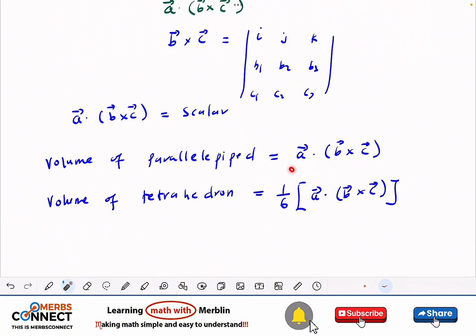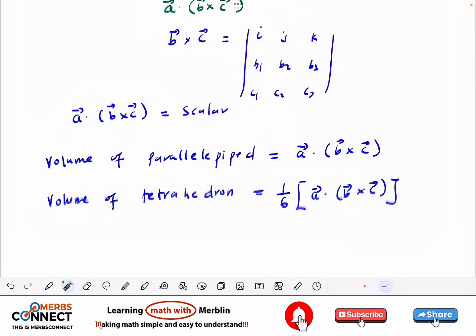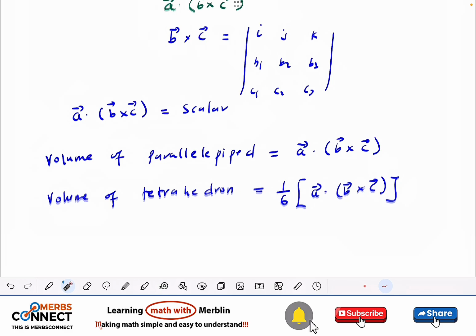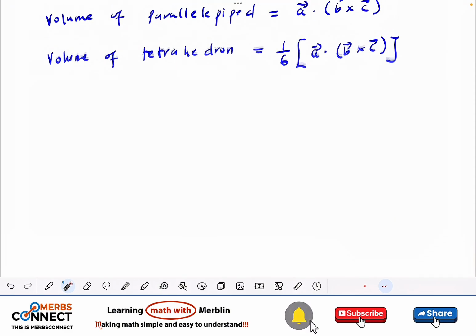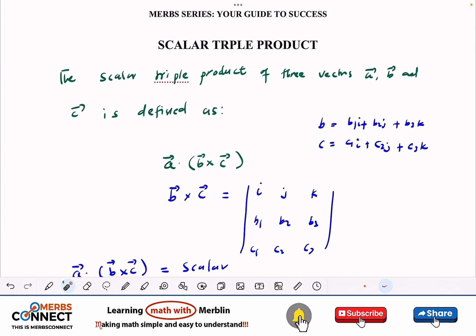So when we come to the scalar triple product, these are some of the things that you also need to learn from here. When I just do this one with the scalar triple product, I get the volume of a parallelepiped, and when I take 1/6 of that, I get the volume of this one too as well. So basically, that's what we are going to deal with.